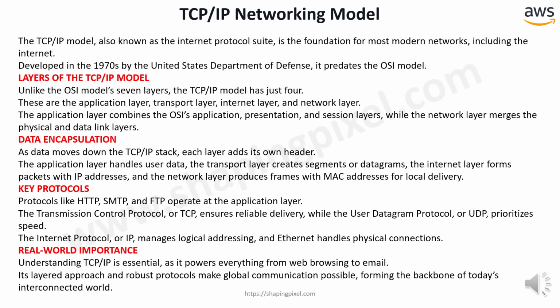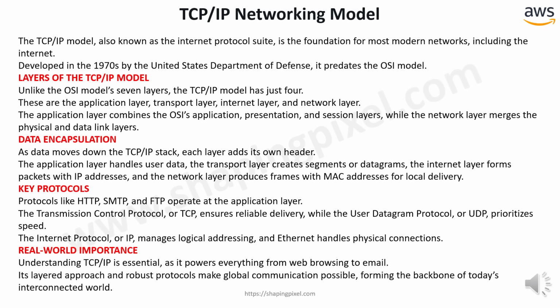Unlike the OSI model's 7 layers, the TCP/IP model has just 4. These are the application layer, transport layer, internet layer, and network layer. The application layer combines the OSI's application, presentation, and session layers, while the network layer merges the physical and data link layers. As data moves down the TCP/IP stack, each layer adds its own header.